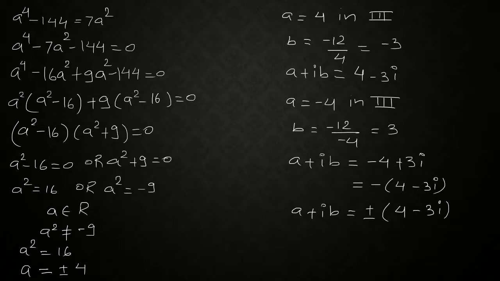But a plus ib is the answer of square root of 7 minus 24i. So actually we obtained the answer for square root of 7 minus 24i, which is plus minus (4 minus 3i). So wherever you see square root of 7 minus 24i, we will replace it with this value. Now we apply the formula method.